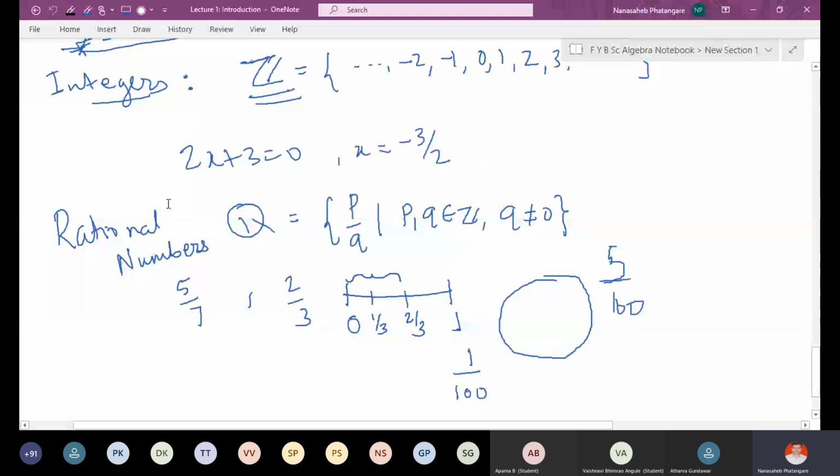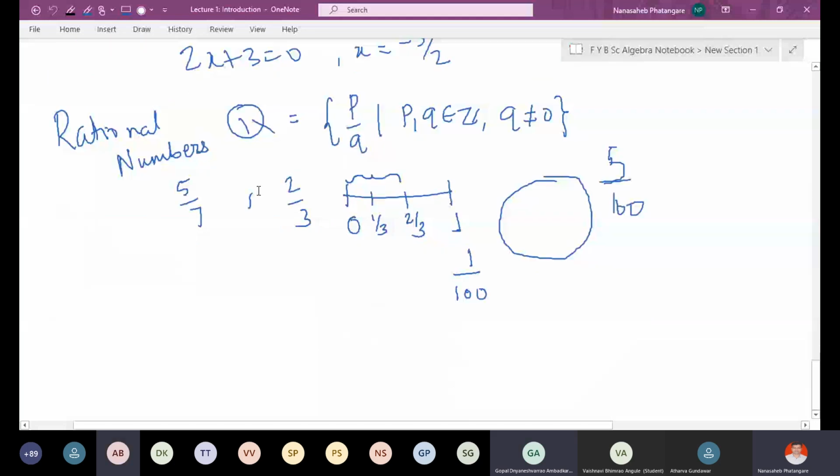So can you see my screen? Yes, sir. So you can see the whiteboard. Yes, can you see my board, whiteboard? Yes, sir.